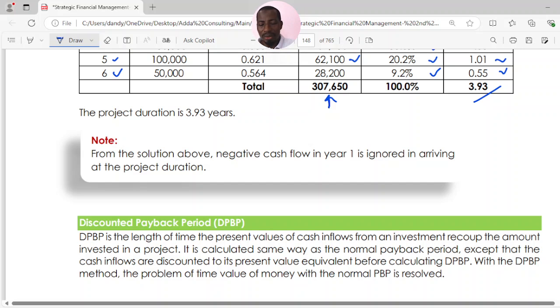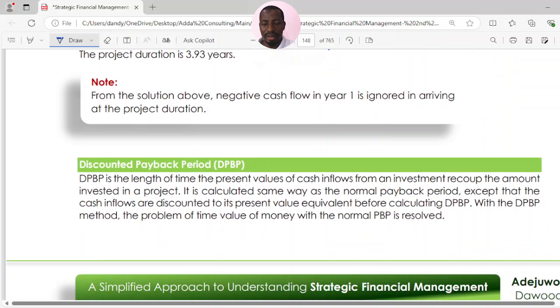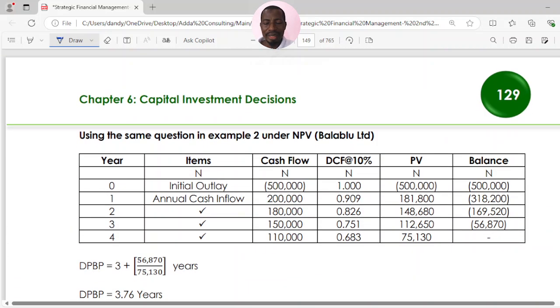Like I said, it is calculated the same way as the normal payback period, except that the cash inflows are discounted to the present value equivalent before calculating the payback period. So with the discounted payback period, the problem of the time value of money with the normal payback period is resolved. All right. So how do you calculate the discounted payback period? In this case, let's find one of the cash flows to calculate it.